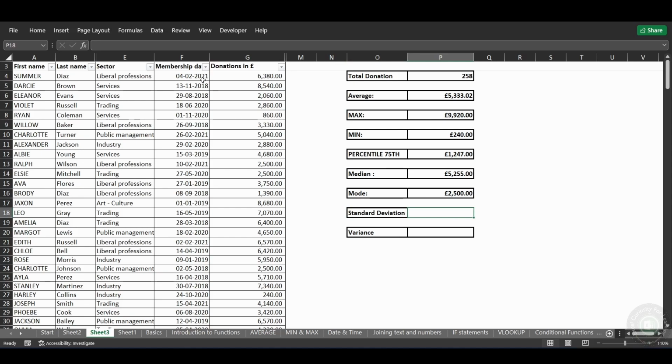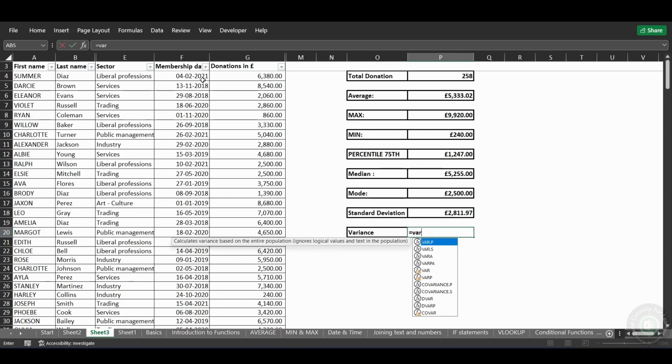So now we will look at the standard deviation. Standard deviation is a function where you can find out how your data is spread around the median. So if you have certain data, standard deviation shows how it is spread around the center of that data. We write STDEV, select donation. So this gives 2811.97 as the standard deviation for the whole donation.